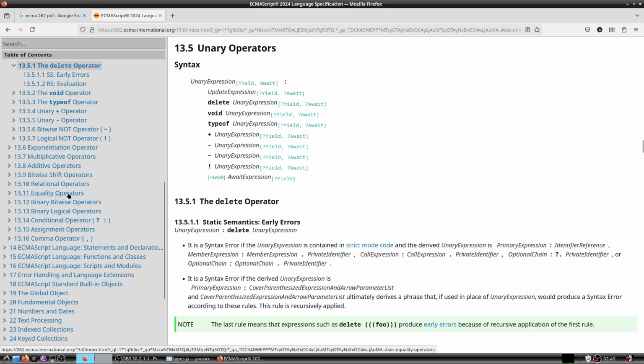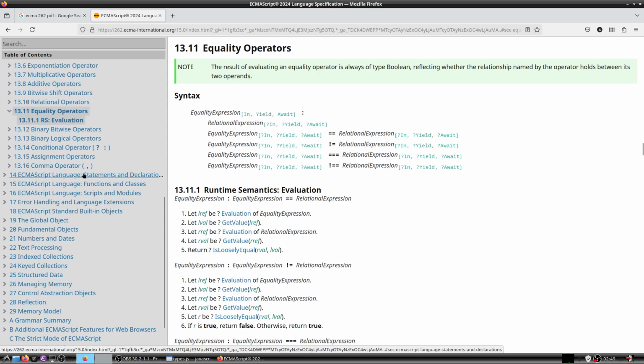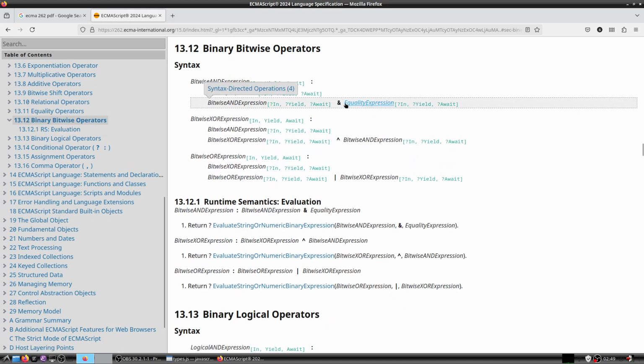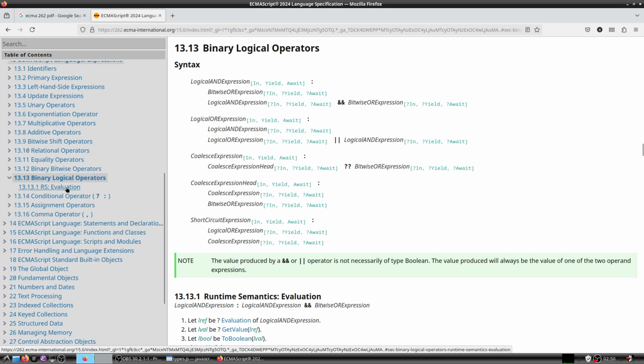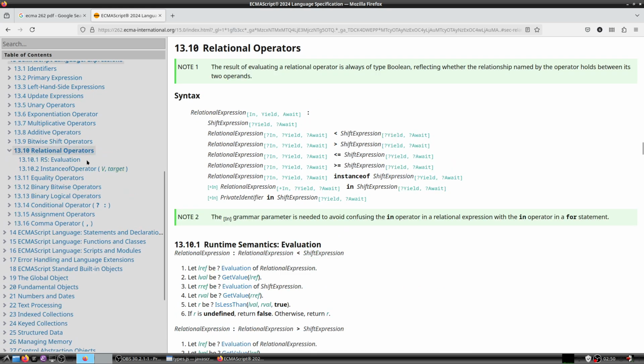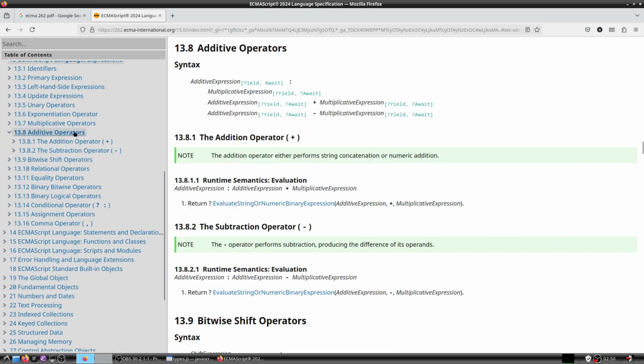And then we have equality operators. We have binary bitwise operators, the one I have talked about. We have binary logical operators. This coalesce operation I have not seen. It is bitwise or expression. Okay. And we have relational operators, additive operators. We have seen multiplicative, exponentiation, left hand side, and all that we have seen. Comma operator I have not talked about. I will talk about it later. And conditional also we have not talked about. Other operators we have covered.